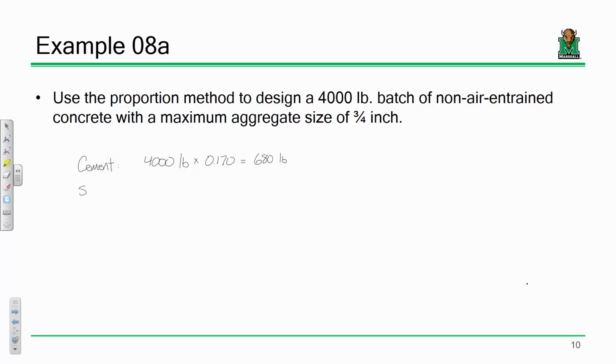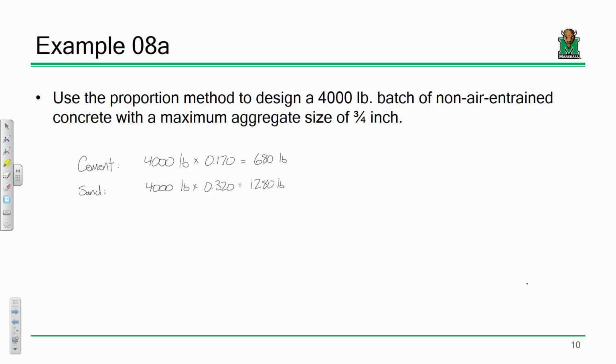So we'll say sand. And by the way, you might hear me interchange the terms sand and fine aggregate, or gravel and coarse aggregate. I'm probably going to interchange those a little bit. So 4,000 pounds times, and that index was 0.32. What does that come out to be? 1280.